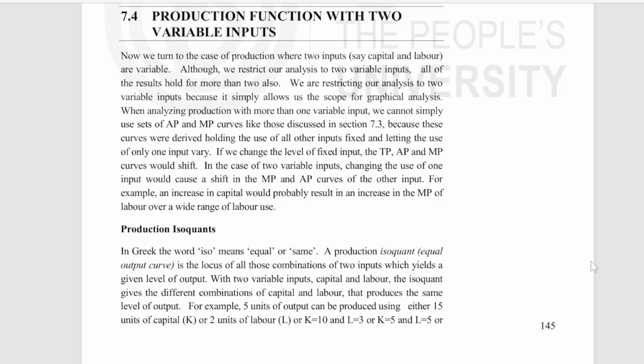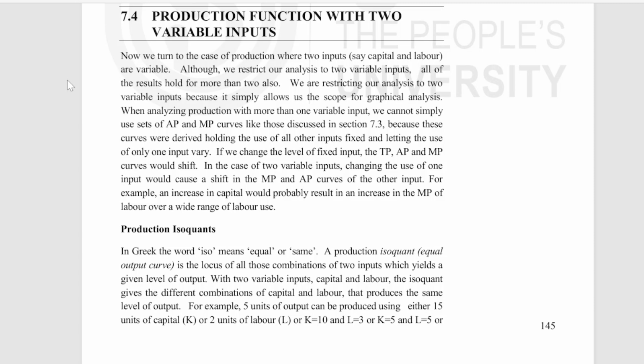In today's session, we will start with Unit 7 subsection 4 of MMPC 010, that is production function with two variable inputs. Now we turn to the case of production where two inputs, say capital and labor, are variable. Although we restrict our analysis to two variable inputs, all of the results hold for more than two also. We are restricting our analysis to two variable inputs because it simply allows us the scope for graphical analysis when analyzing production with more than one variable input.